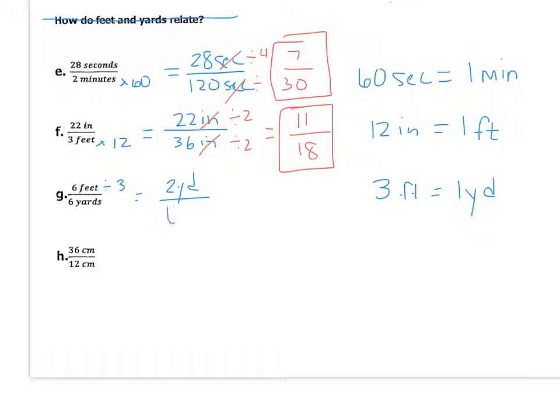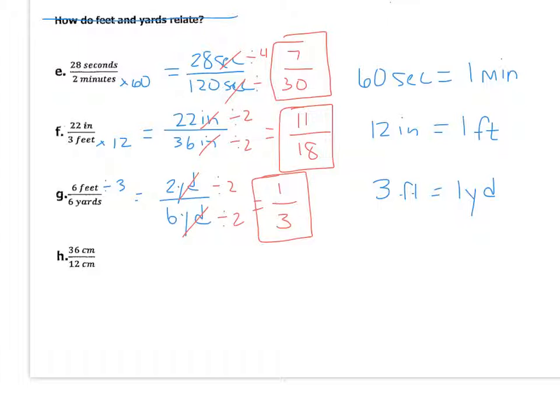And then on the bottom I have 6 yards. So now my units match, so I can cancel them. And 2 and 6 are both divisible by 2. 2 divided by 2 is 1. 6 divided by 2 is 3. So that simplifies to the ratio 1/3.